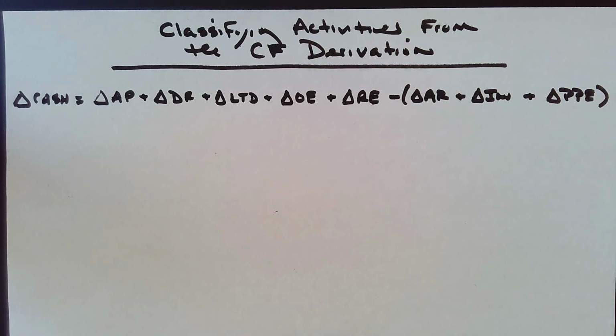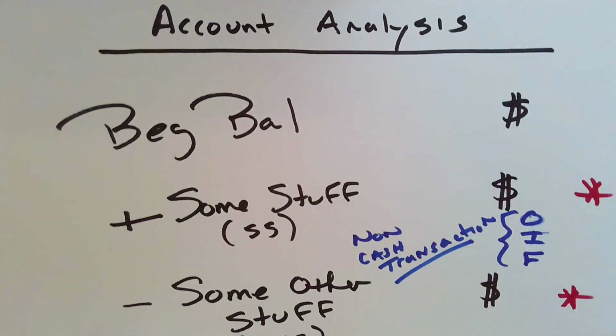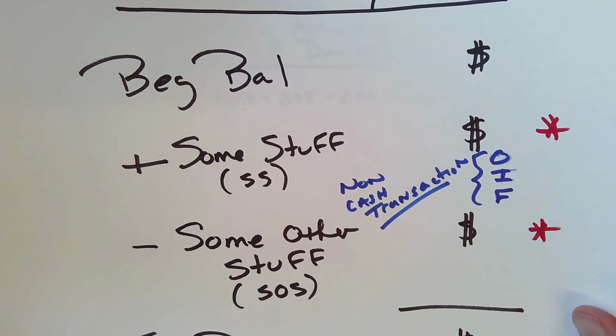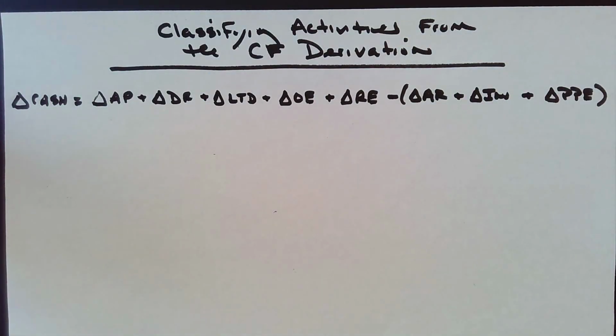So let's classify some activities. This is our cash flow derivation, and we're going to keep coming back to our silly little account analysis that I love so much. And we're going to see if we can get an idea about where some of this stuff should go.